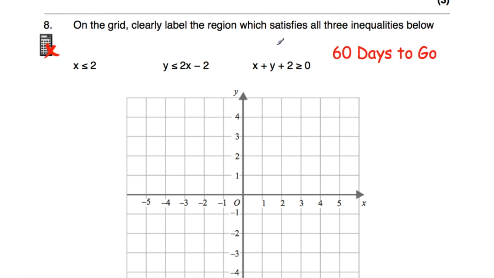So question number 8 is on graphical inequalities, and we covered graphical inequalities with 60 days to go. So you just want to draw these graphs. So you want to draw the graph of x equals 2. So x equals 2 would be a vertical line passing through 2 on the x-axis. So you then want to consider which region works and so on, and you'll do that for all of them. And then you'll find a region that satisfies each of these inequalities, and you'll just label it like you're told in the question.